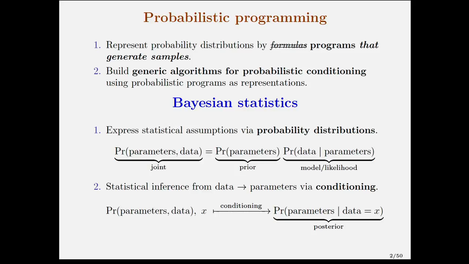Now, the other set of key ideas that come into play here when you, say, apply probabilistic programming to machine learning and AI and statistics are Bayesian statistical ideas. And maybe probabilistic programming is more general than that, beyond the simple story, but I'll focus on its applications to Bayesian analysis. So in Bayesian statistics, there are two key ideas, I'd say. One is that you can express statistical assumptions via probability distributions. So you have some data.